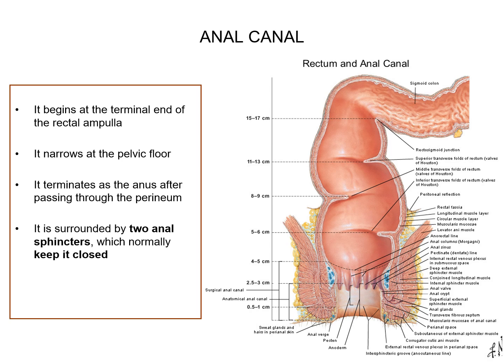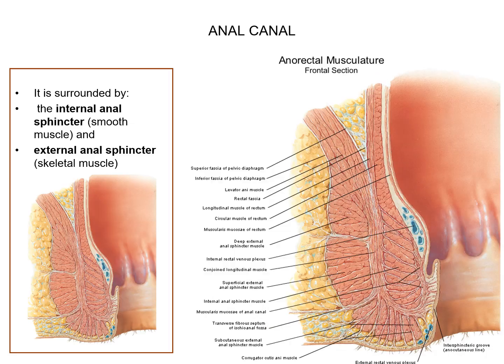As it passes through the pelvic floor, the anal canal is surrounded along its entire length by the internal and external anal sphincters, which normally keep it closed. The internal anal sphincter is a smooth muscle, while the external anal sphincter is skeletal muscle.